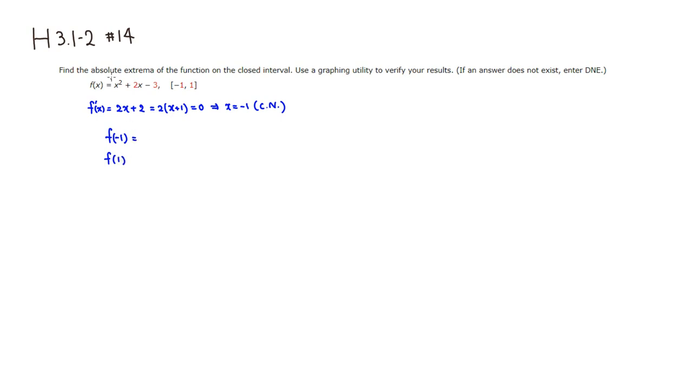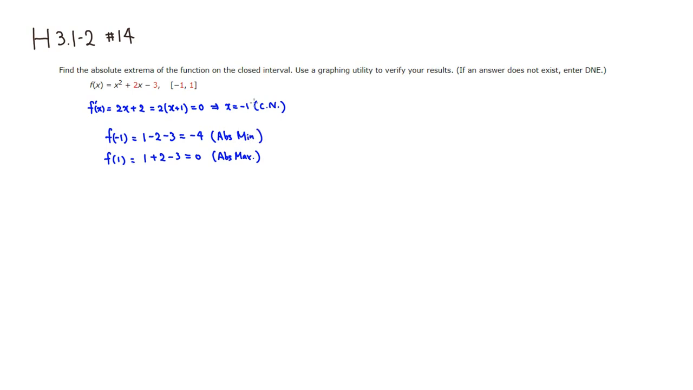If you plug in -1, it's going to be -1 squared is 1, then -2, -3, so that would be -4. If you plug in +1, it's going to be 1 plus 2 minus 3, so that's going to be 0. So 0 is the largest value, so this is the absolute maximum. And -1 gives -4, which is the absolute minimum because it's the smallest number.